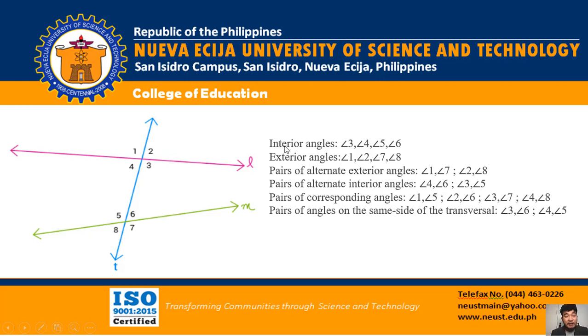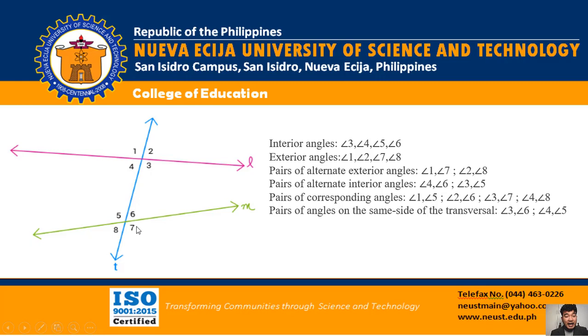The first one, we have the interior angles. Interior angles are 3, 4, 5, 6. Those angles inside the transversal. And exterior angles are those angles outside the transversal, which are 1, 2, 7, and 8. Pairs of alternate exterior angles. Alternate exterior, meaning we are dealing with exterior angles. We have 1, 7, then 2, 8.